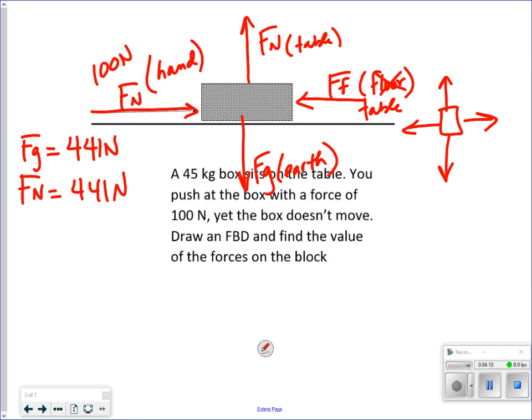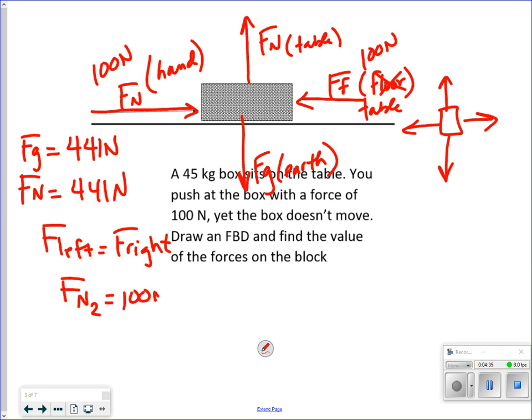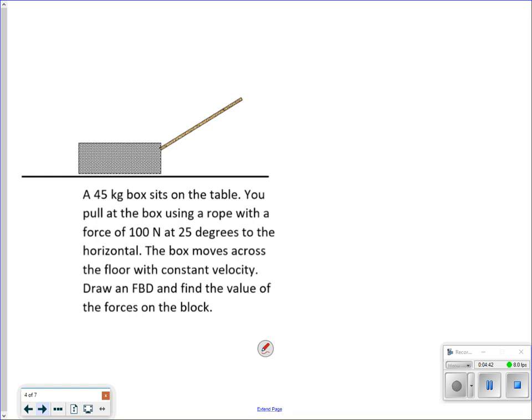Again, if we're dealing with balanced forces, now the whole left and right thing has to come together, right? So this is going to be my 100 newtons of friction, because I have 100 newtons of force over there. So Fg is going to be 441, Fn is going to be 441. My second Fn, or maybe I'll call it Fn number 2, is going to be 100 newtons, and my force of friction is also going to be 100 newtons. So there we go for that one.